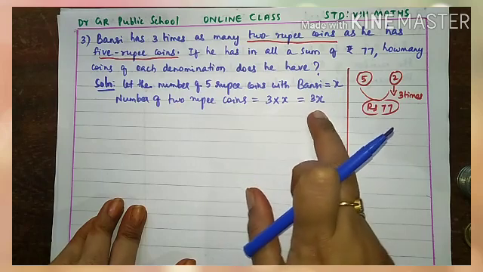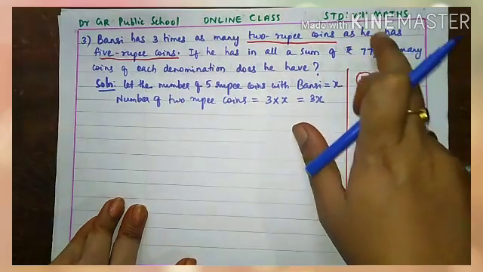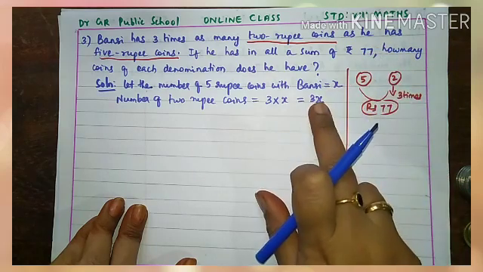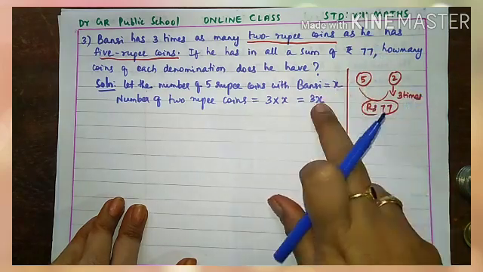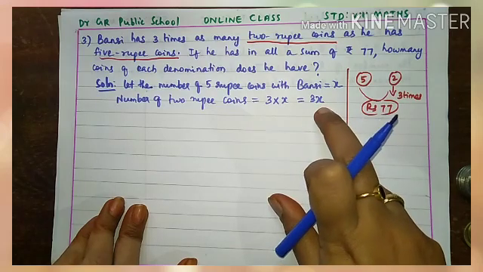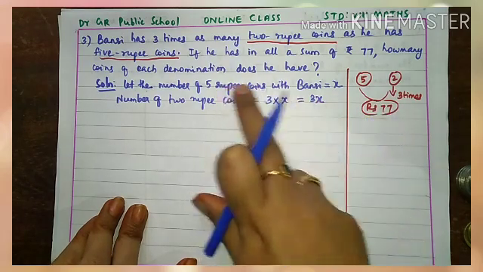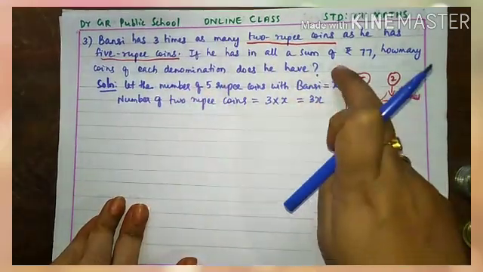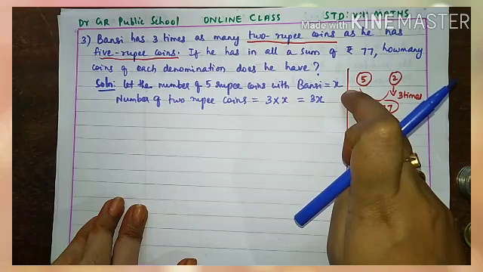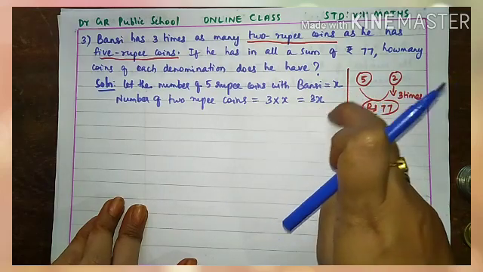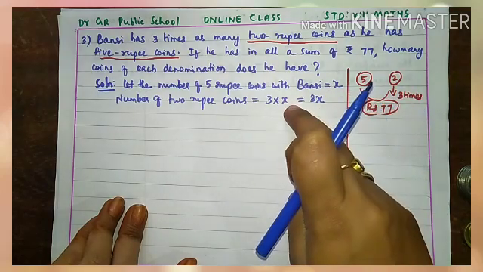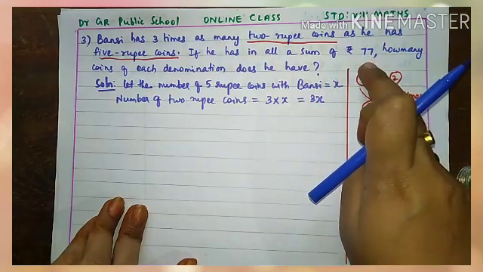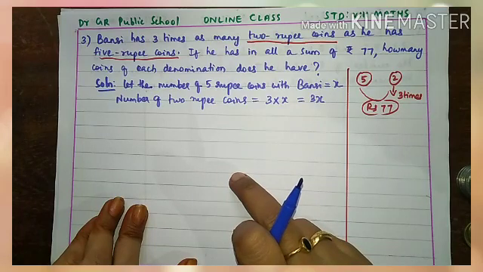Okay, now you see the total sum of money is 77 rupees. So how to find the value of money? Here we have written x and 3x as the number of coins. This x shows the number of 5 rupee coins and this 3x shows the number of 2 rupee coins. But to find the value 77 rupees, how can we find out the value, children?